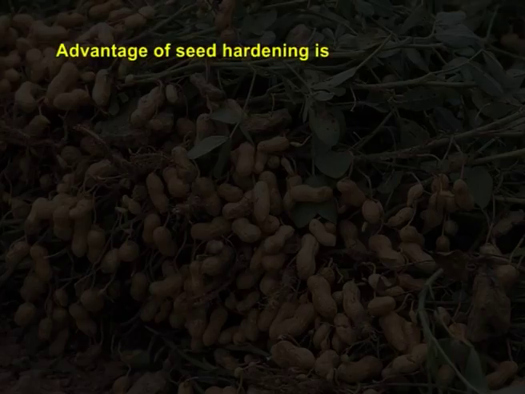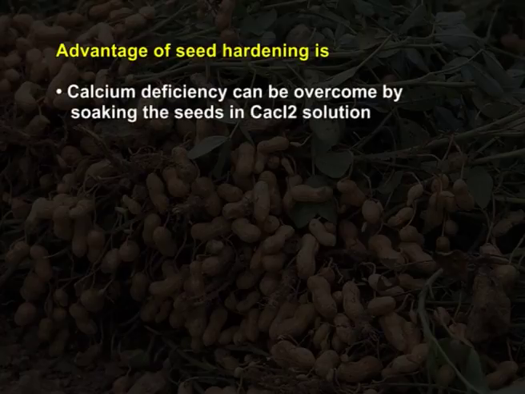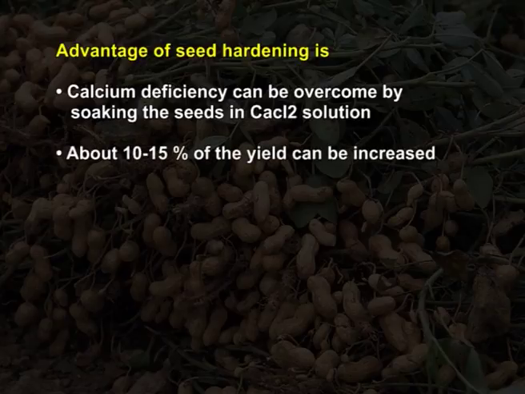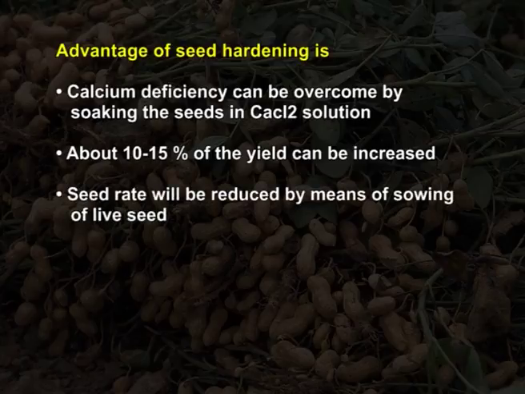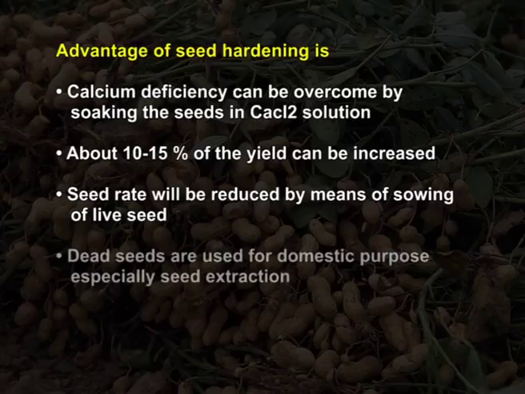Here the advantage of seed hardening is that calcium deficiency can be overcome by soaking the seeds in calcium chloride solution. 10 to 15% of the yield can be increased. Seed rate will be reduced by means of sowing live seed. Then dead seeds are used for domestic purpose, especially oil extraction.